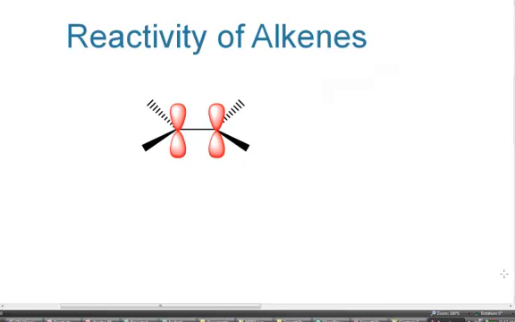We're ready to start talking about reactions of organic molecules, and the first group of compounds that we're going to be talking about are the alkenes. Alkenes represent a functional group. Every functional group has a characteristic set of reactions that it will undergo or participate in, and the very characteristic reactions for alkenes is called electrophilic addition.